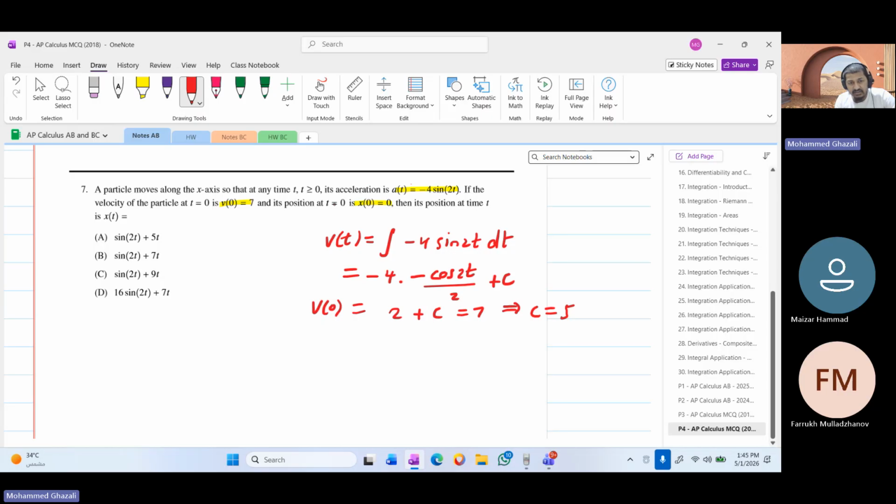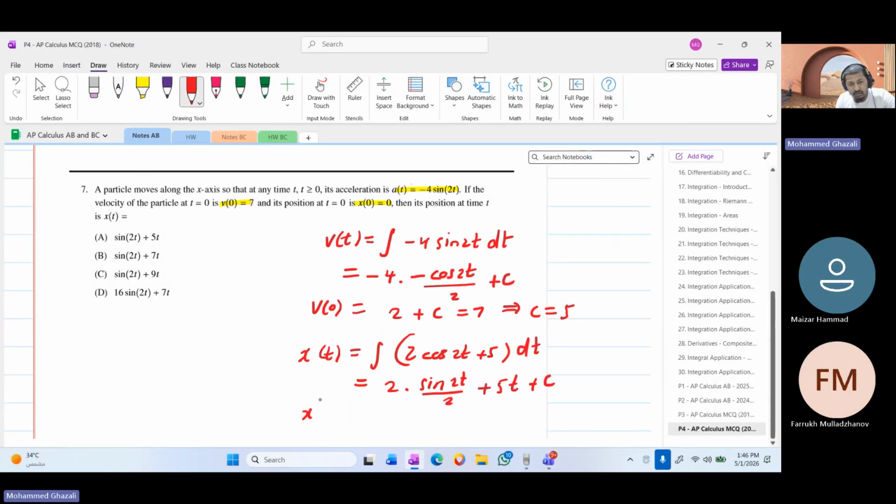Now you're going to integrate the velocity and you get the position function, which is x of t. So the integral of velocity is 2 cos 2t plus 5 dt. We're going to integrate this. So you're going to get 2. Integral of cos is sine, right? Because the derivative of sine is cos. So sine 2t divided by 2 plus 5t plus another constant.